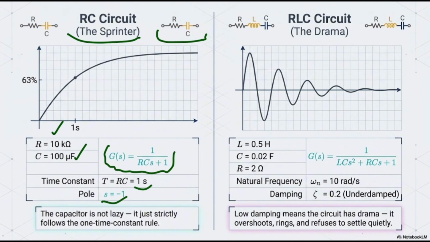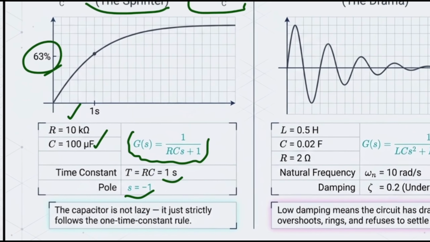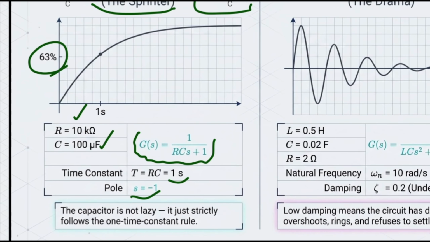So at this point, I know that my system is stable, and the time constant is related to how much time it takes for my capacitor to reach 63.2, or 63%, of its maximum value. So at this point, we see that the capacitor is not lazy. It just strictly follows the one-time-constant rule.